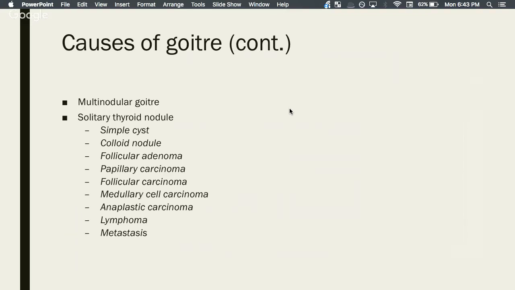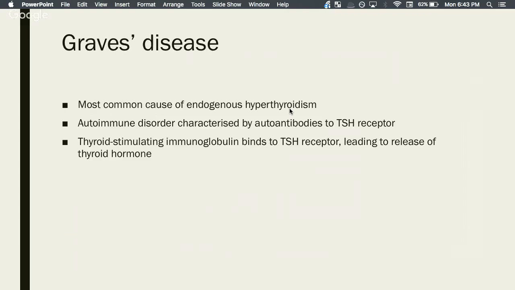And then you can go into your cancers. So they're follicular, papillary, adenomas, carcinomas, medullary, anaplastic, and lymphomas and mets themselves. So we'll break it down more.